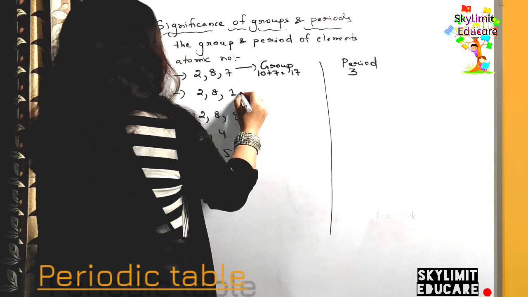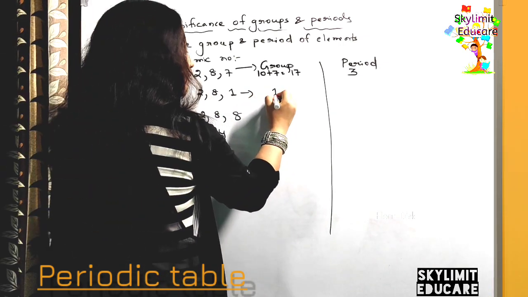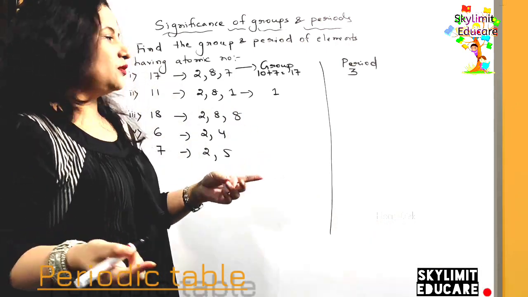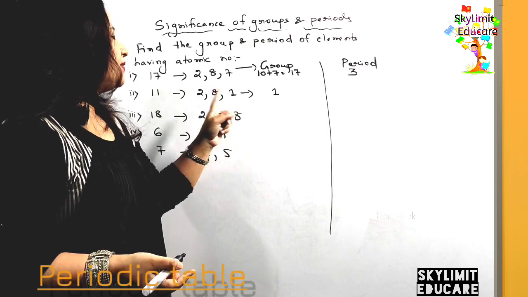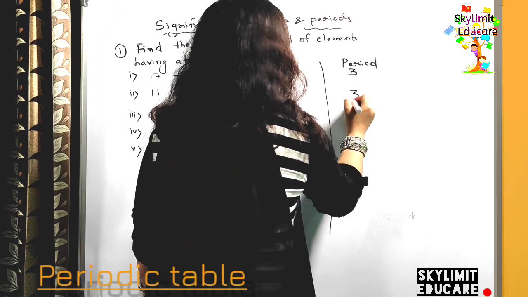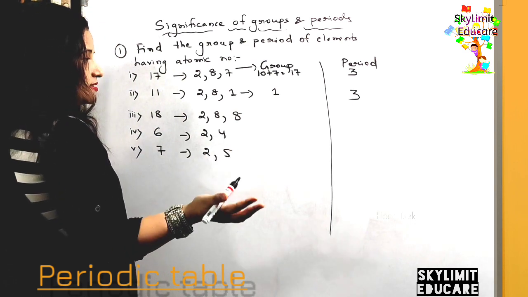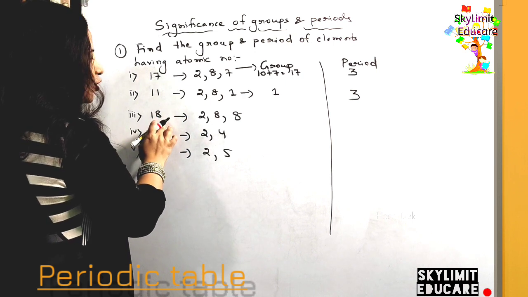Likewise, let us take the next one. How many valence electrons does it have? 1. So obviously it is group 1 only. Directly you can write it is group 1. Now how many shells does it have? 1, 2, 3. That means it belongs to period 3. The number of shells tells us the period number, right? Now let us see the element having atomic number 18.